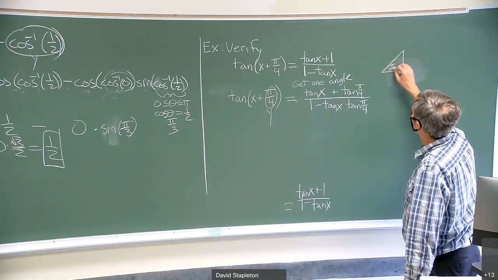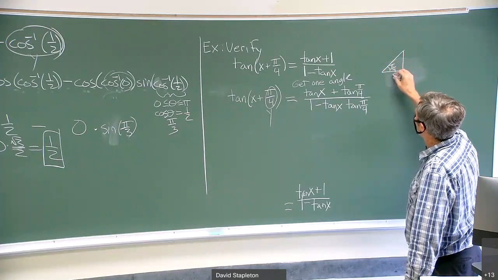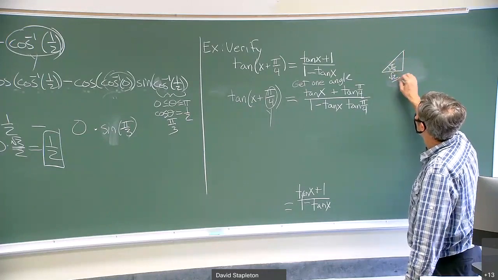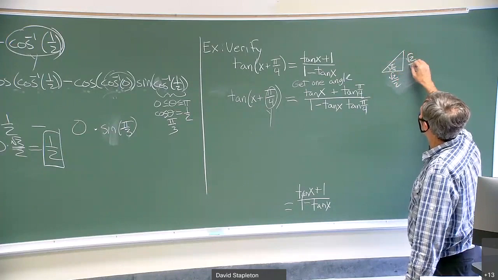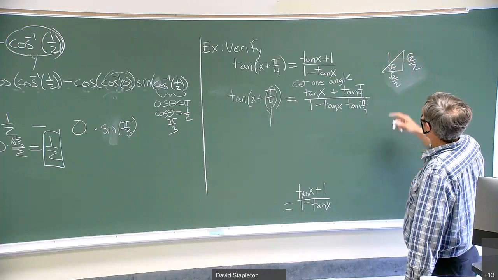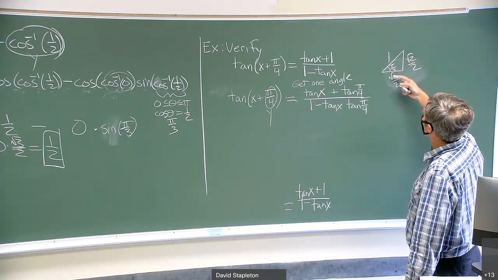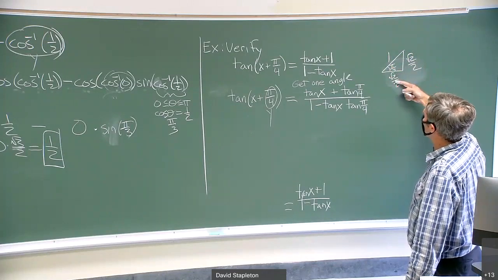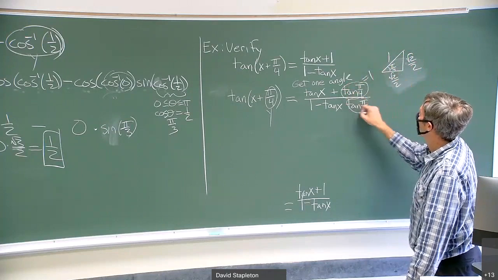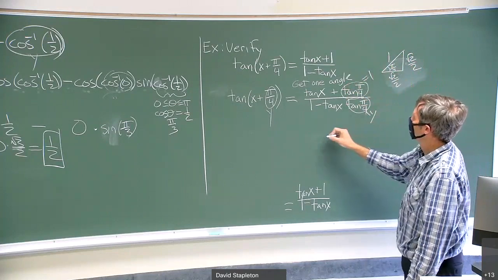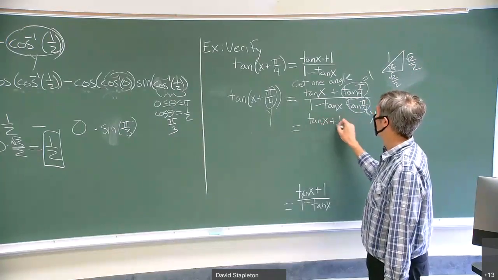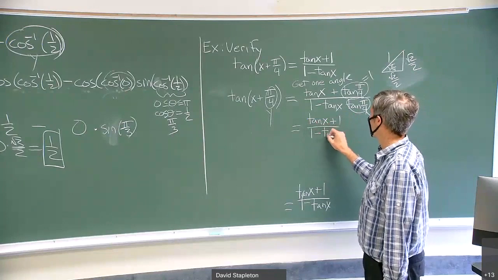Here's a pi over 4. And we have this triangle, square root 2 over 2, square root 2 over 2, 1, if you recall, for the 45, 45, 90 triangle. And the tangent is then opposite over adjacent, this over itself, is 1. So this equals 1 for this triangle. What we have then is tangent x plus 1 over 1 minus tangent x.